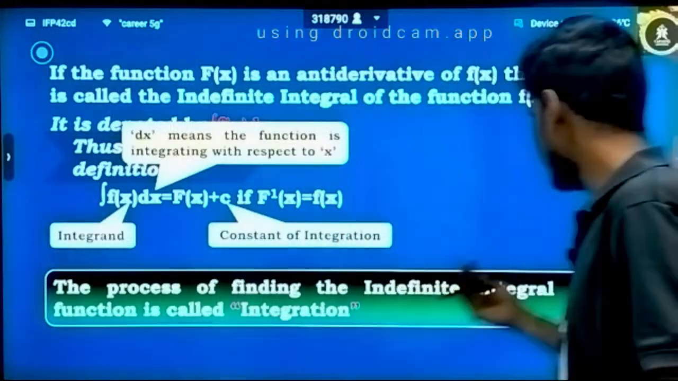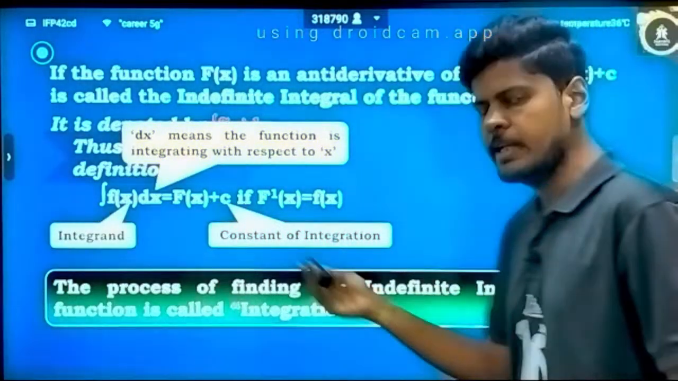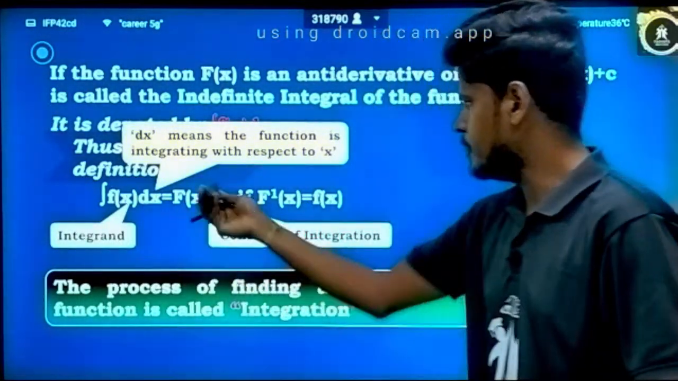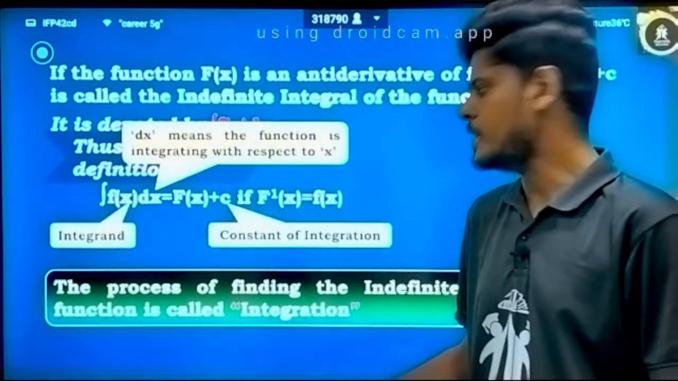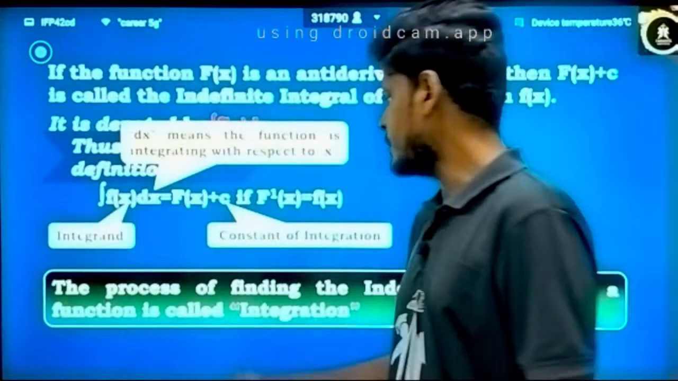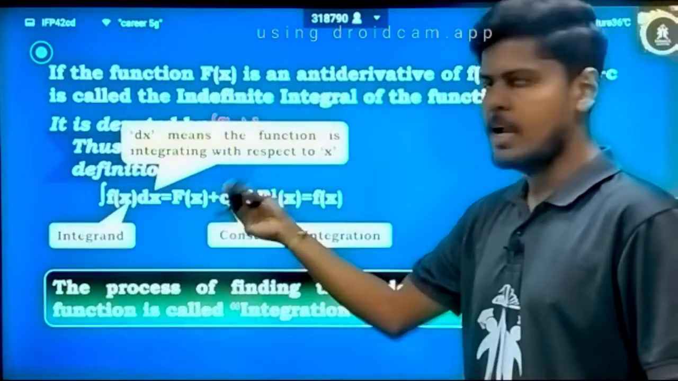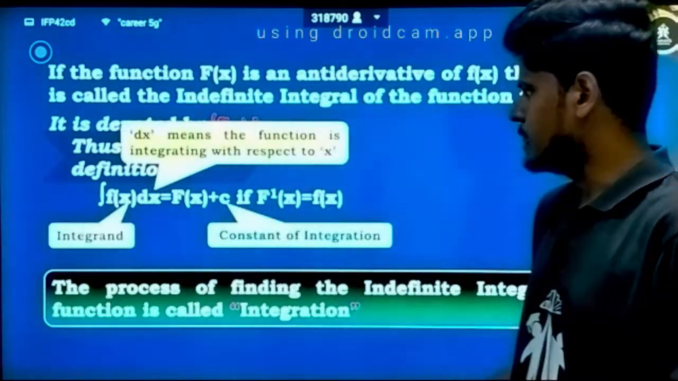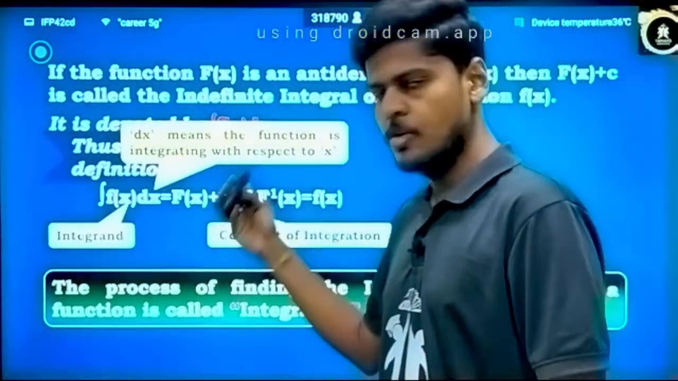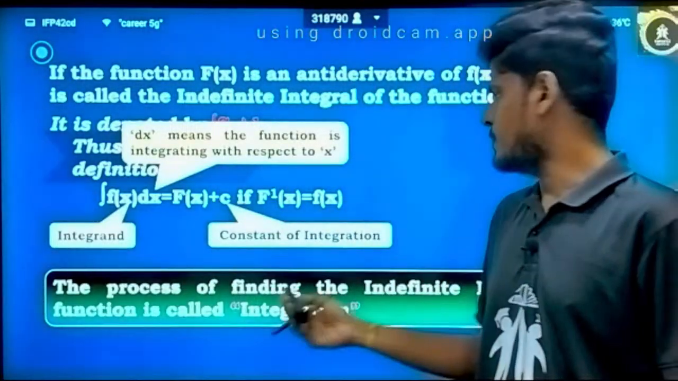The process of finding indefinite integral is called integration. This process of finding the value of capital F of x is called indefinite integration. And remember, whenever we are finding indefinite integration, the answer will always be accompanied with some constant. We have to add this plus c all the time. Don't forget to do that in your exams.